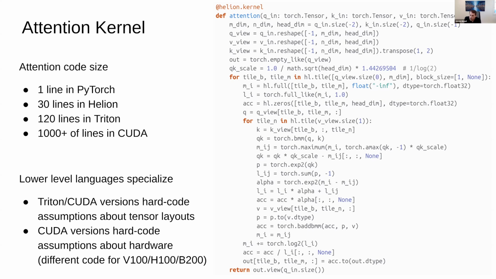An important thing to note is that the lower level languages, including Triton here, actually specialize in some interesting ways. Both the Triton and CUDA versions hard code assumptions about tensor layouts. So if you take one of the inputs to the attention and transpose it, both the Triton and CUDA versions are silently incorrect, and they'll just do the wrong thing. And the CUDA version also hard codes a lot of assumptions about the hardware, where you have different versions for V100, H100, B200.